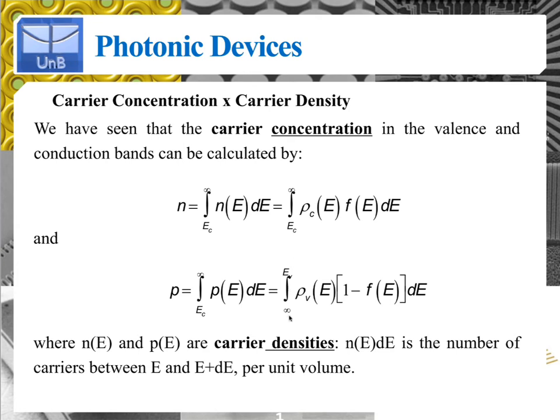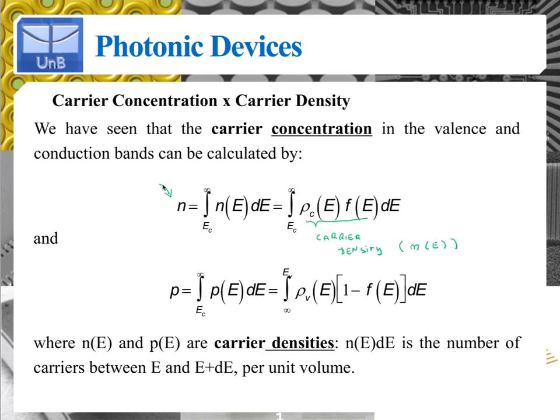And of course, you're integrating this over energy values that are within the valence band, so this function is going to be integrated over this range as well. But this product inside the integral right here is what we call the carrier density. Okay, so if this is the carrier concentration, this is the carrier density, which is the number of carriers per unit energy.